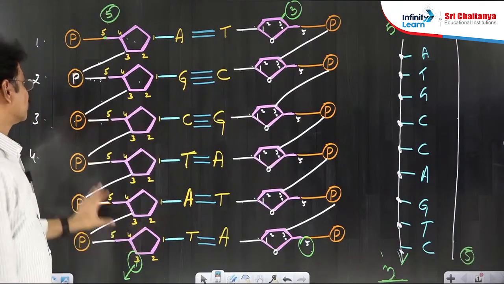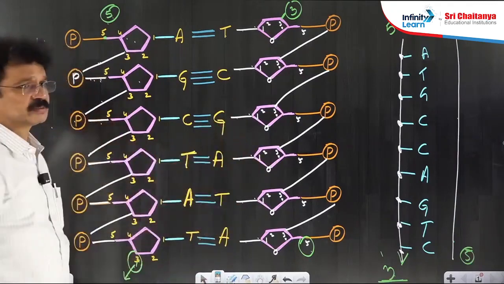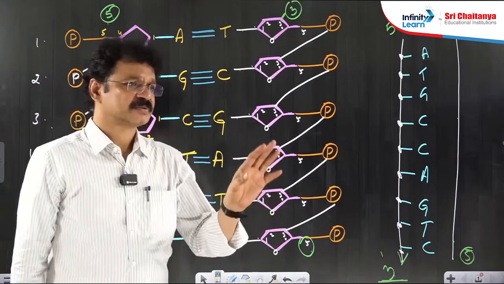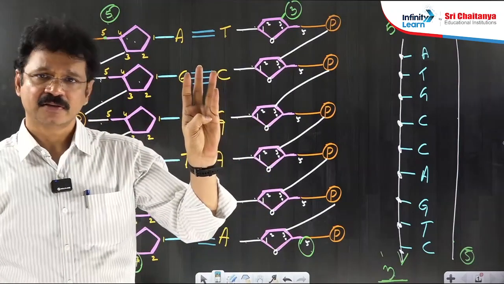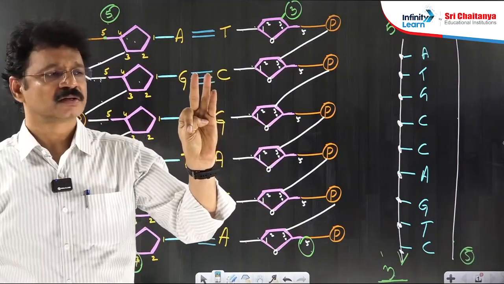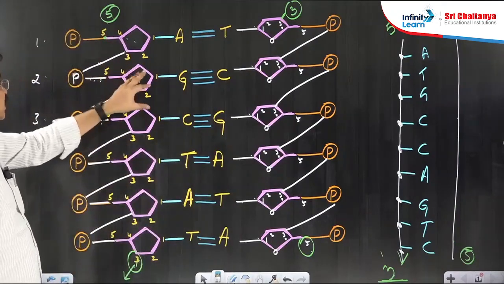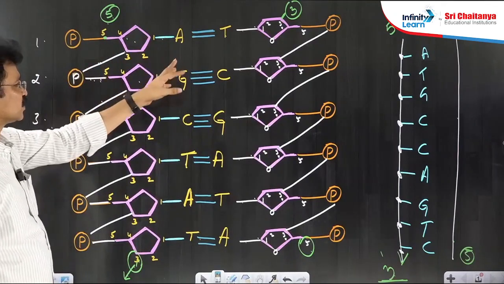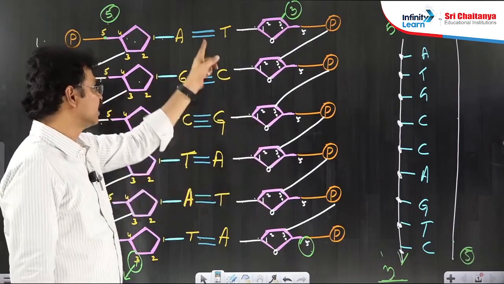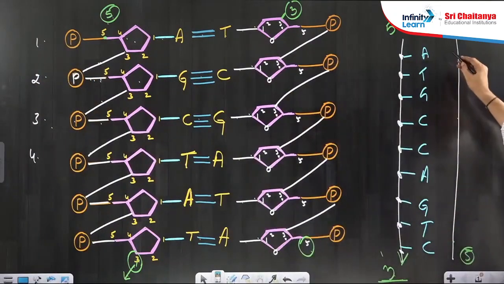Now tell me, in total how many types of bonding are there in the double stranded structure of the DNA molecule? The types: first one is the glycosidic bond, second the ester bond, third the hydrogen bonds. Three types are possible. Within a single strand, only glycosidic and ester bonds are there. Whereas in a double strand, where the second strand is also there, then only hydrogen bond formation is there. You can write the same sequence here also.